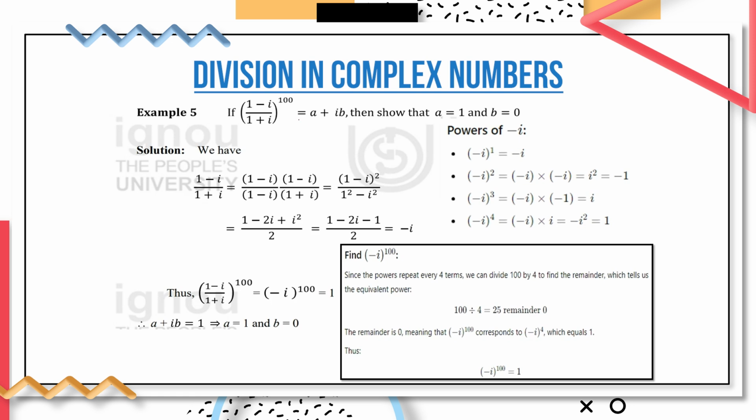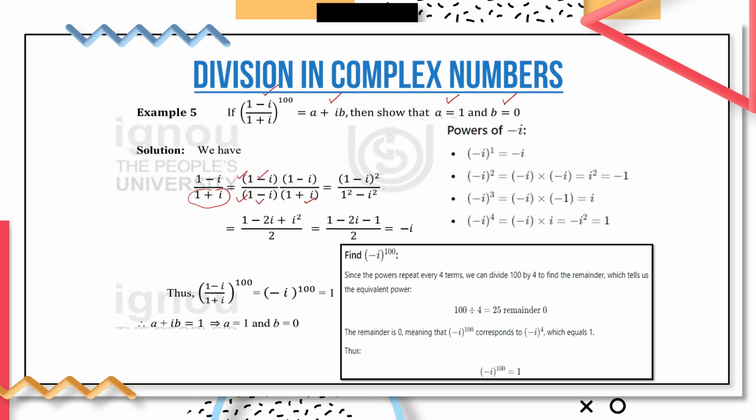Say over here, if we are given 1 minus i upon 1 plus i whole to the power 100 is equal to a plus ib, then show that a is equal to 1 and b is equal to 0. Now, it is very simple. What you are supposed to do? In the denominator, we have 1 plus i. So we are supposed to multiply and divide by the conjugate of 1 plus i, that is 1 minus i. So we multiplied and divided with the conjugate of 1 plus i, that is 1 minus i.